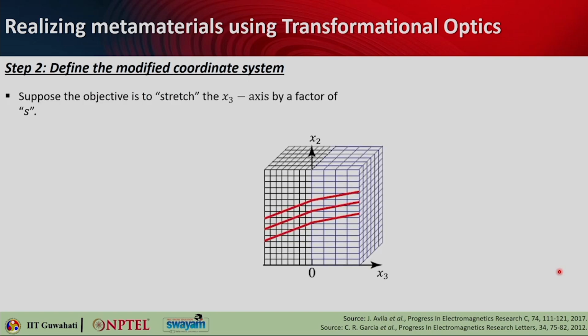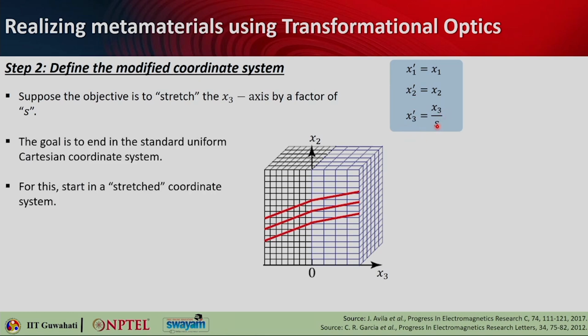So, suppose that the objective here is to stretch the x3, this positive x3 side, okay, by a factor of s. So, in that case we have seen the transformed or modified coordinate system will be x1 prime, which is same as x1, x2 prime will be same as x2, but x3 prime will be same as x3 over s. Okay. So, this is how we have done also in the previous lecture. We have seen that the goal is to end in a standard uniform Cartesian coordinate system, and the stretching property should be now incorporated in the material.